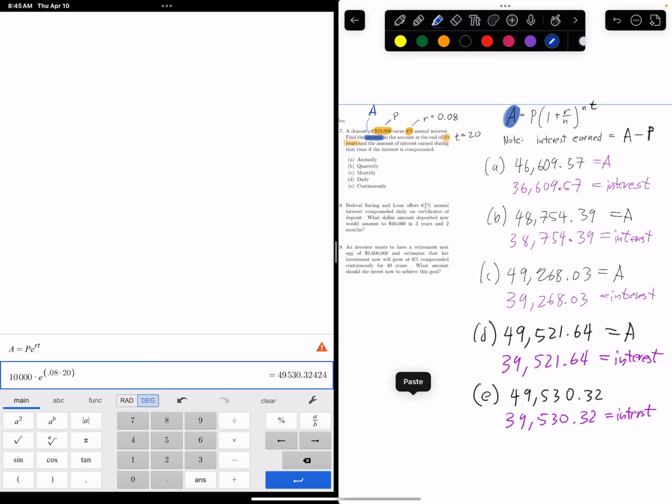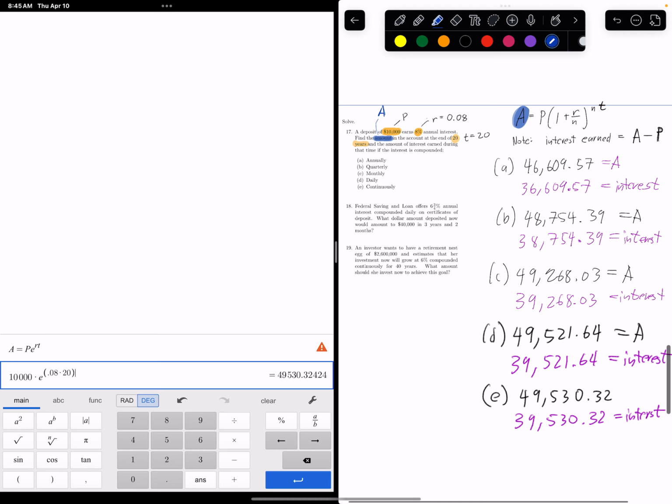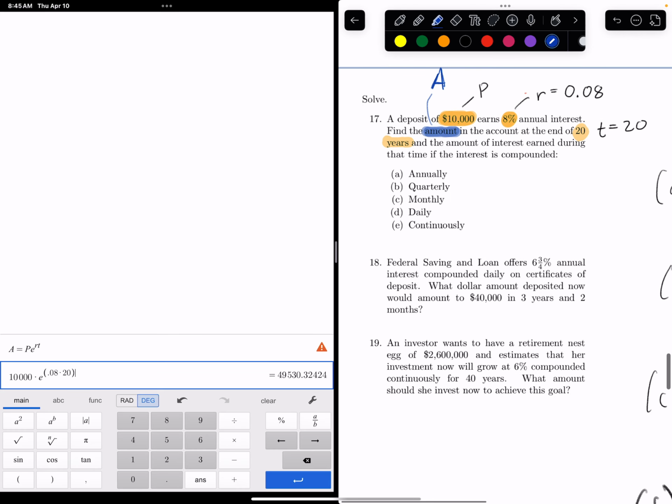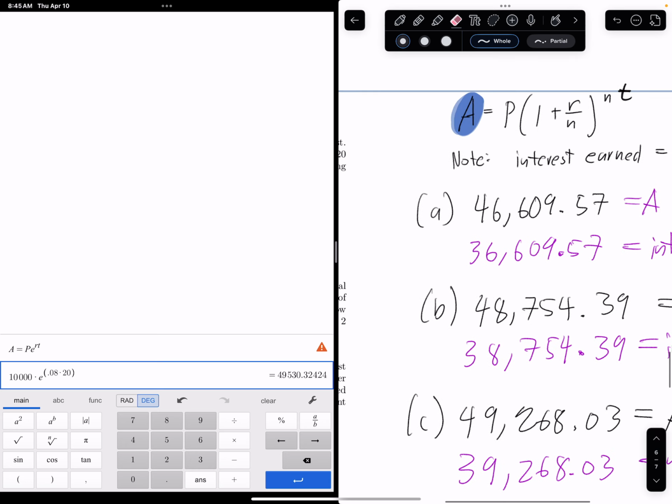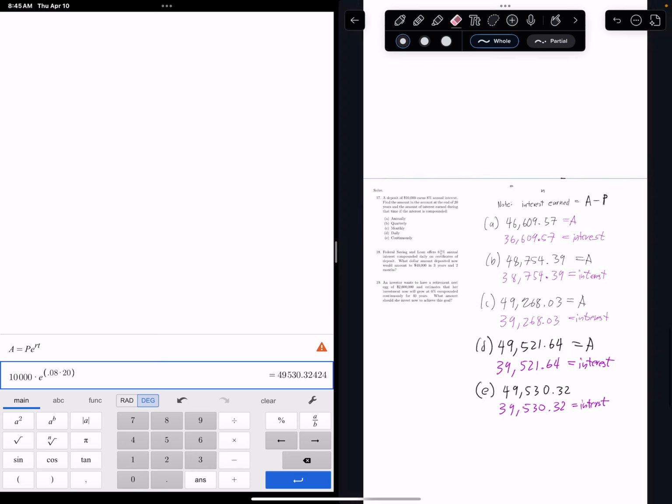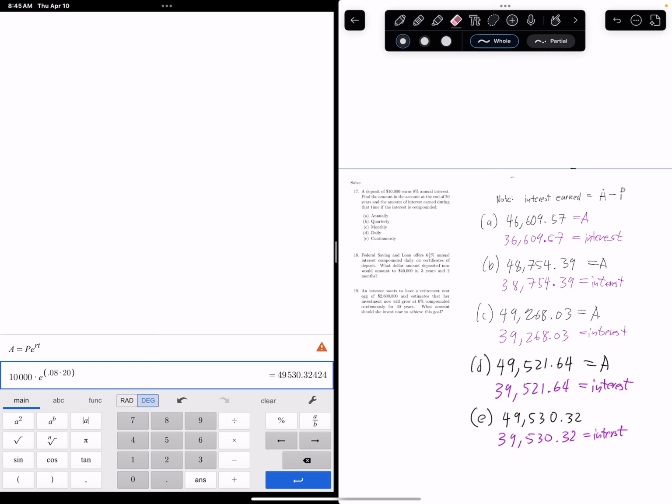Okay, let's just keep it like this. So that was problem 17 we just finished. That one's done. We're now going to move on to 18 and 19. Let's erase all this. We're just going to keep our calculator open for this one.